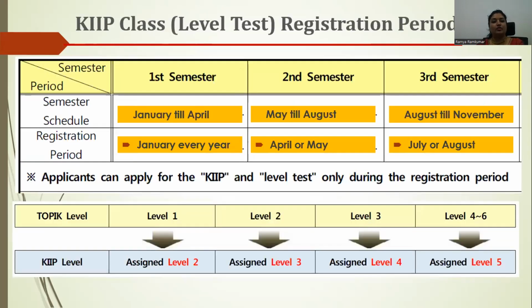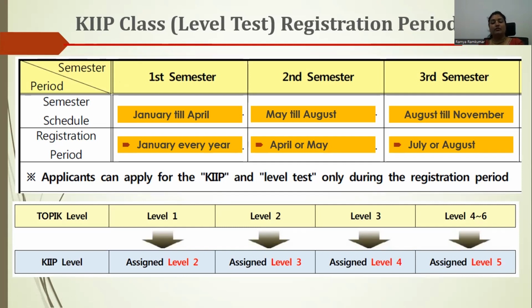Okay, next, going on to the KIIP class level test and registration period. If you want to take the KIIP, there are 3 semesters in a year. So 3 times you can take the courses. And every course is, as I told you, 100 hours. Maximum, it will take 3 months to finish. That 100 hours maximum, they will finish it in 3 months.